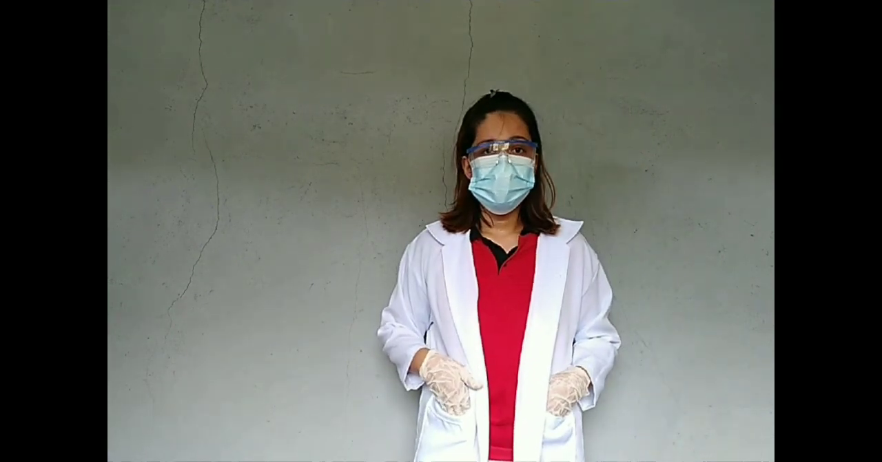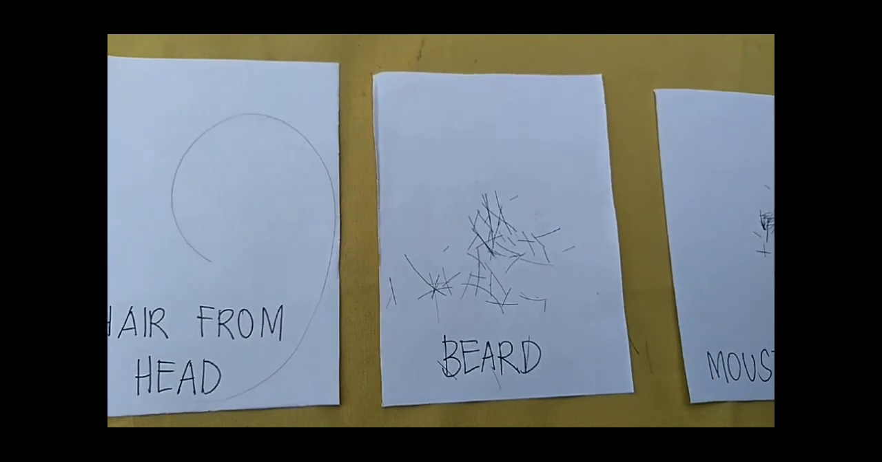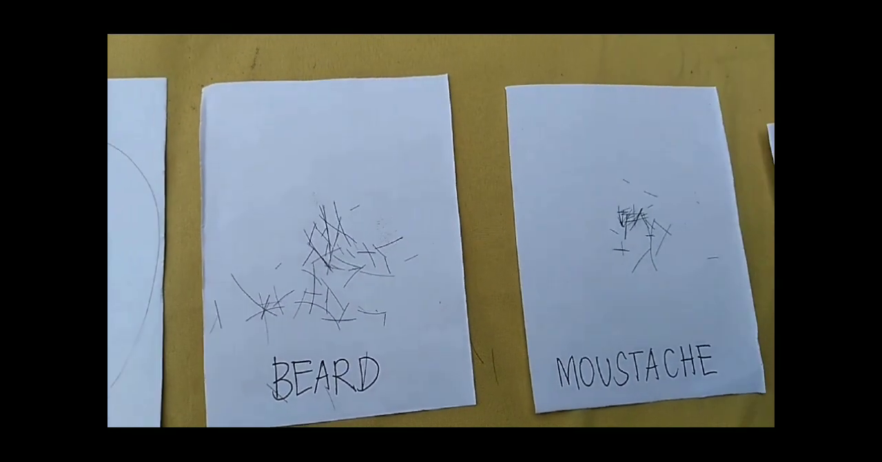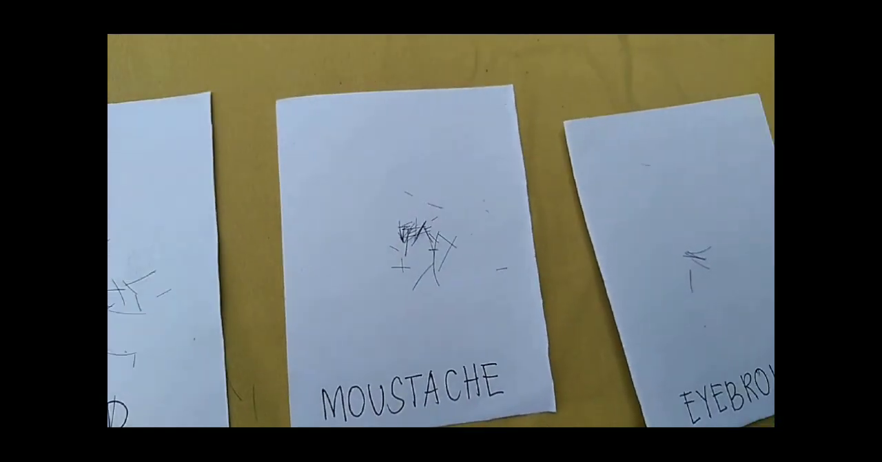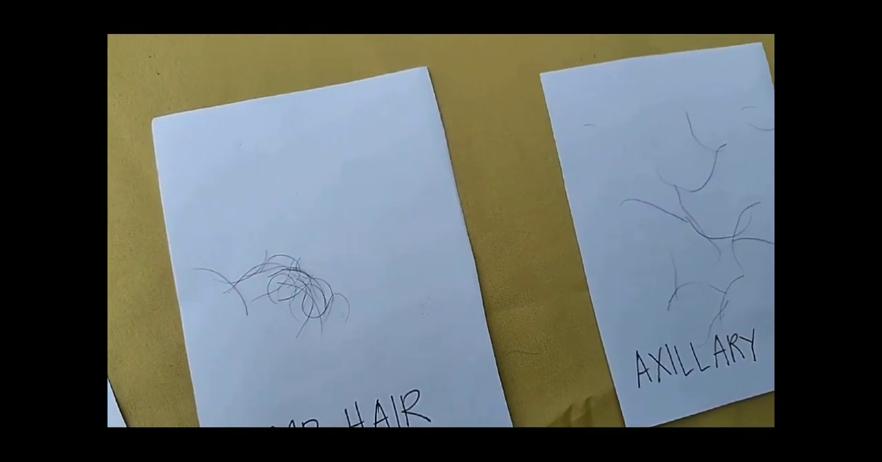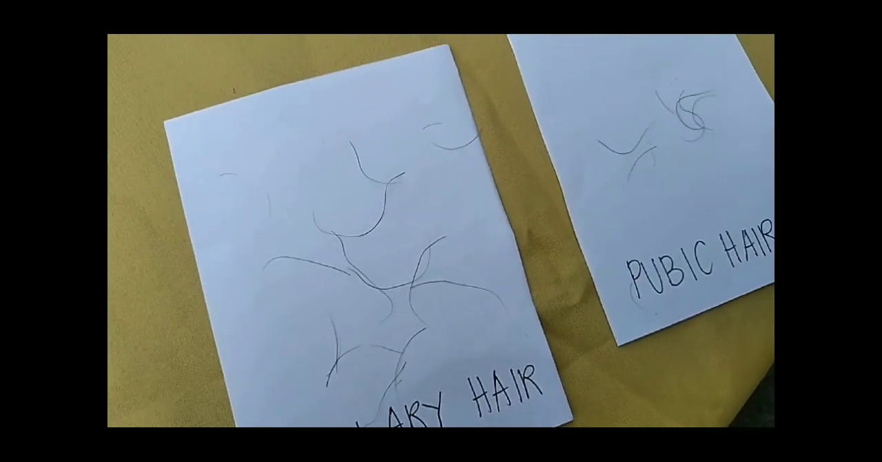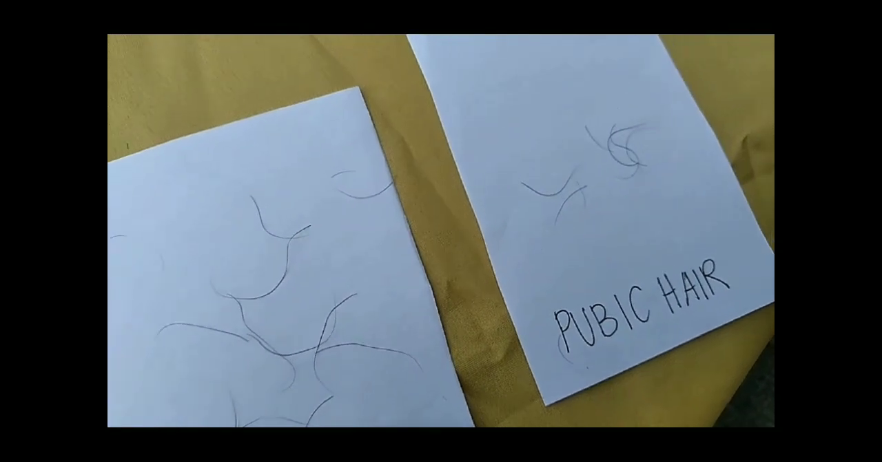So also we'll be determining its color, texture, appearance, and length. These are the hair collected from the different parts of the body. We have beard, mustache, eyebrow, limb hair. We also have here the axillary hair, and the next one is the pubic hair.